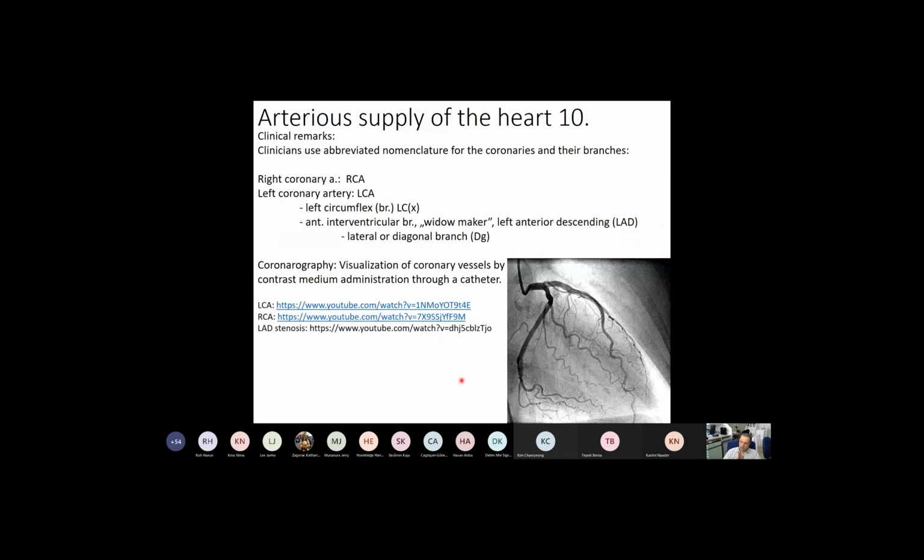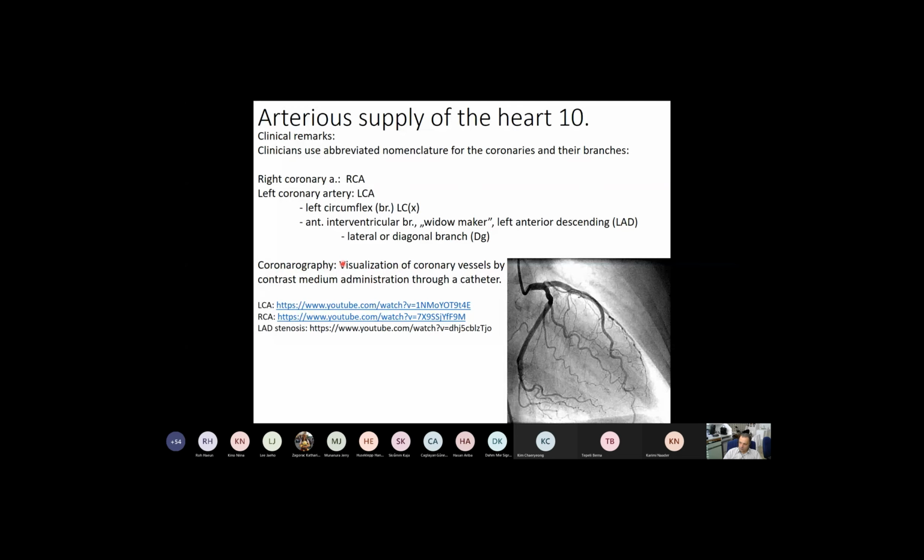So as I mentioned, the blood supply of the heart is quite variable, and we don't know from a particular case how it looks in that particular person. So if you would like to see how the blood vessels of the heart are working, and whether they are sick or constricted, you may use a technique that is quite widely used. This is the so-called coronarography.